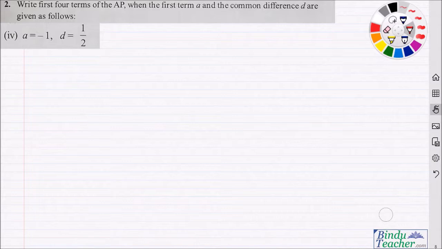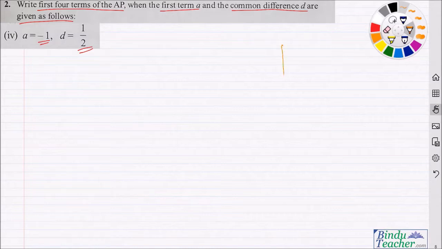Let's solve this question. Write the first four terms of the arithmetic progression when the first term a and the common difference d are given as follows. So here we have a equal to -1 and d equal to 1 by 2. Now we have to write down the first four terms of the arithmetic progression.